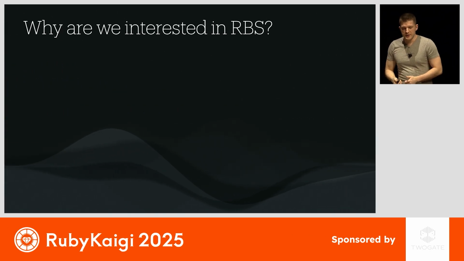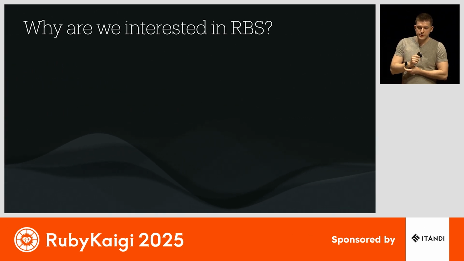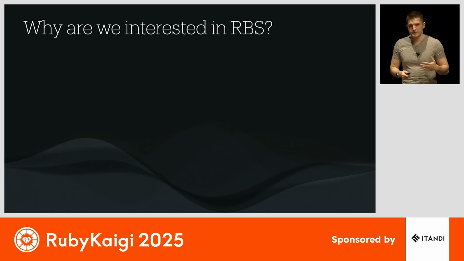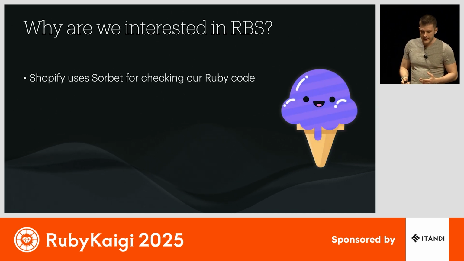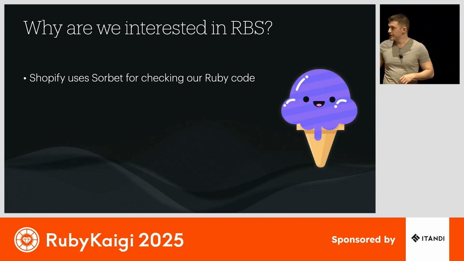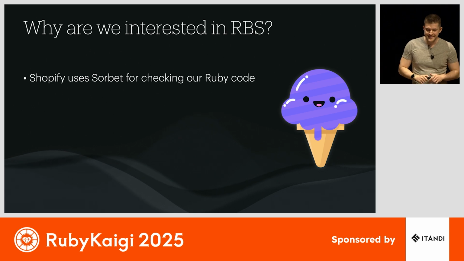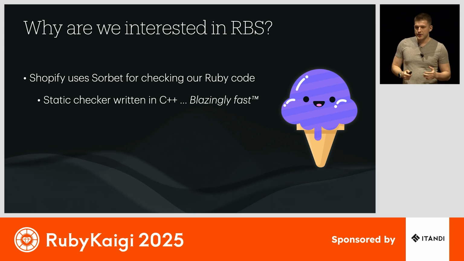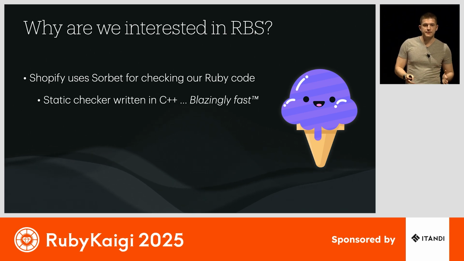So why were we interested in RBS? We don't actually use the main type checker for RBS, Steep, at Shopify. Instead, we use Sorbet, which has this really cute cone mascot, and is a static type checker that's written in C++. So it's blazingly fast.